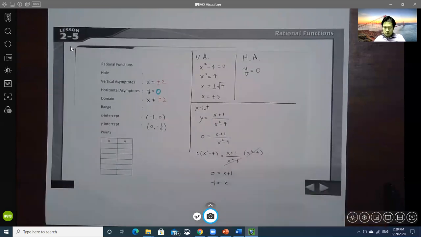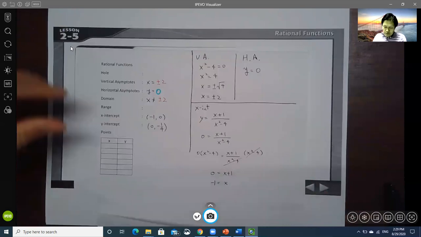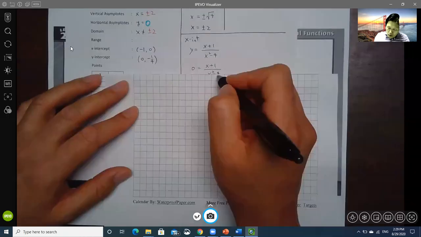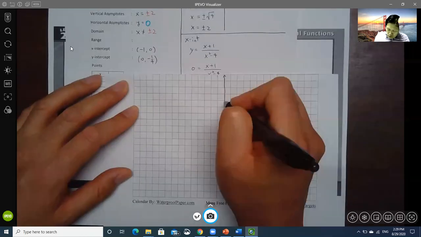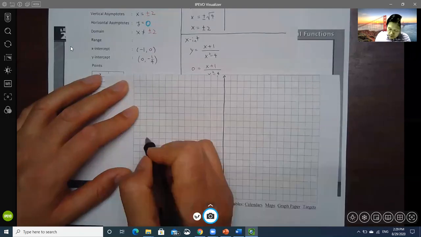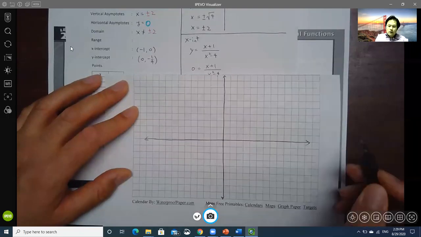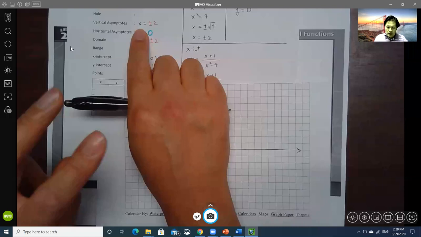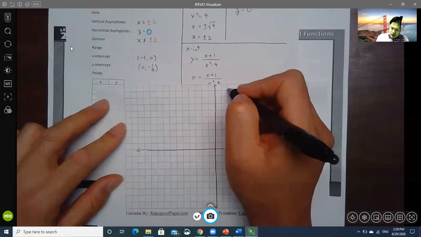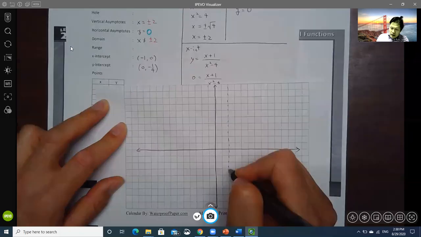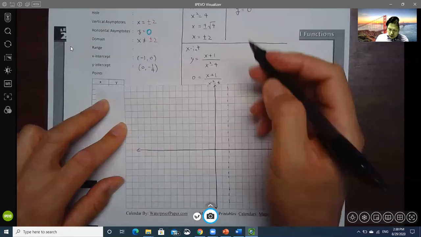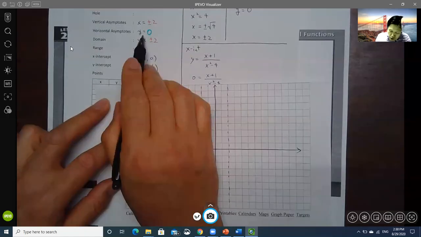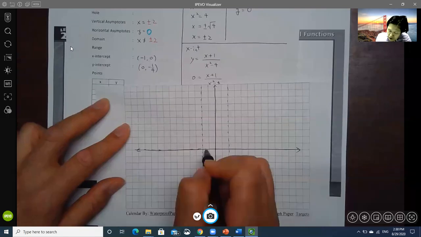So let me show that to you. I got y-axis here, x-axis here. First thing you want to do is put the vertical asymptote. Vertical asymptote, we had a 2. X equal to 2, dotted line. X equal to minus 2, dotted line. Dashed line. Horizontal asymptote is y equal to 0. Y equal to 0, you got horizontal asymptote right here.